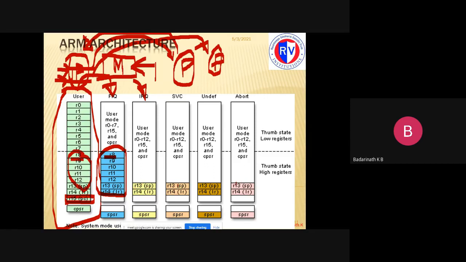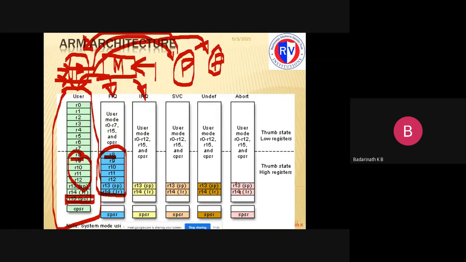1, 2, 3, 4, 5, 6, 7, 8. So 8 plus 7, that is 15. So 15 plus 16, 31 registers are there totally in the ARM7 architecture. So if somebody asks how many registers, 31 registers are there.